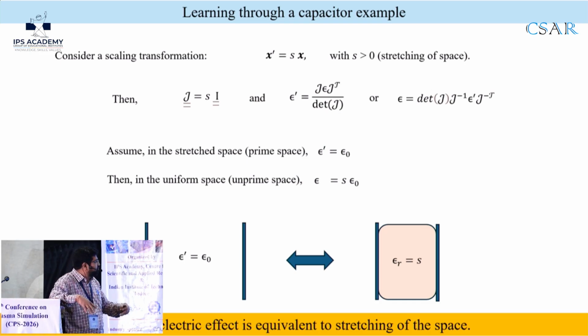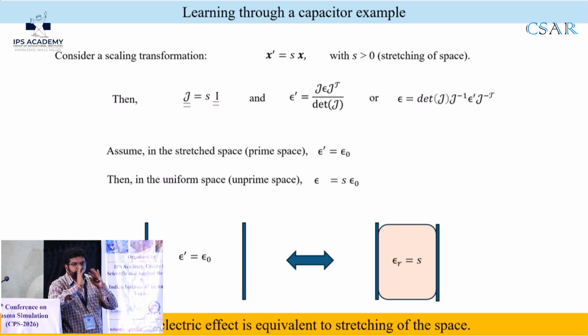Now s times epsilon naught, so s will play the role of a relative permittivity. Essentially, when we talk about a parallel plate capacitor with a dielectric in between, the effect of the dielectric is exactly the same as stretching the space. That is why the electric field goes down, because I could get the same electric field by increasing the distance between the parallel plates of the capacitor. Okay, so that is the idea.